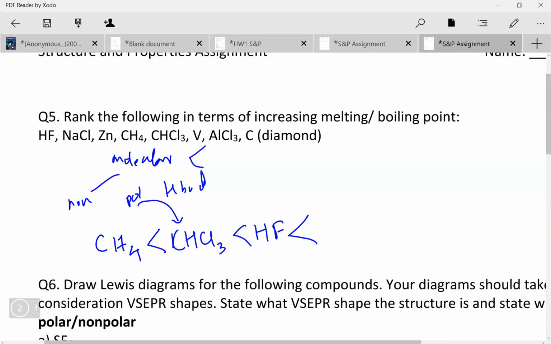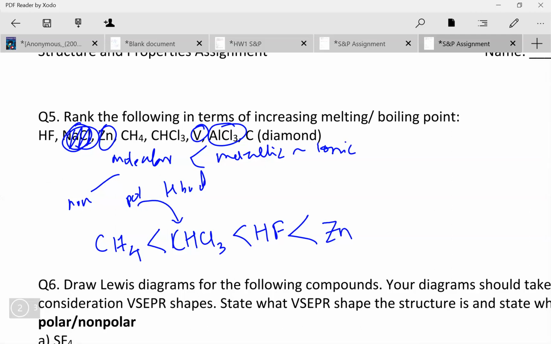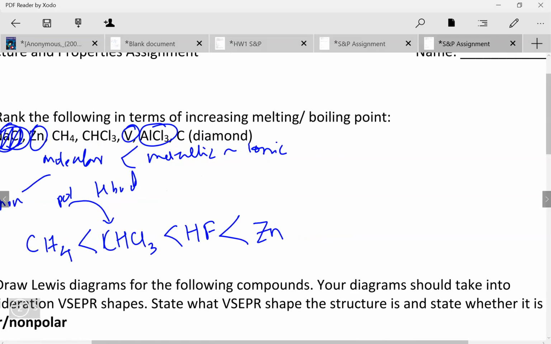After molecular usually comes the metallic and ionic boiling points, depending. So here we see 2 metallic compounds, zinc and vanadium, and 2 ionic compounds, NaCl and AlCl3. Now again, how do I arrange these? Most probably zinc will be the lowest because that's the lowest of the metallic bonding series, so we'll put that there. All I want to see here is that you know to put zinc as relatively lesser than vanadium.